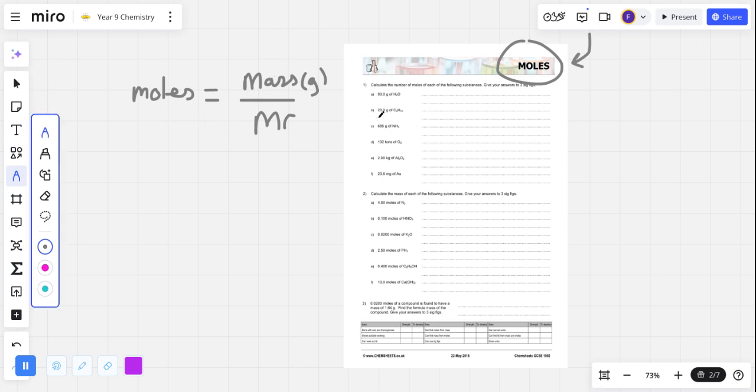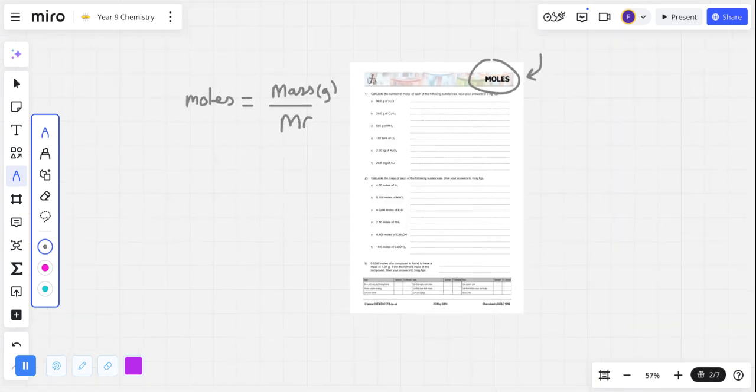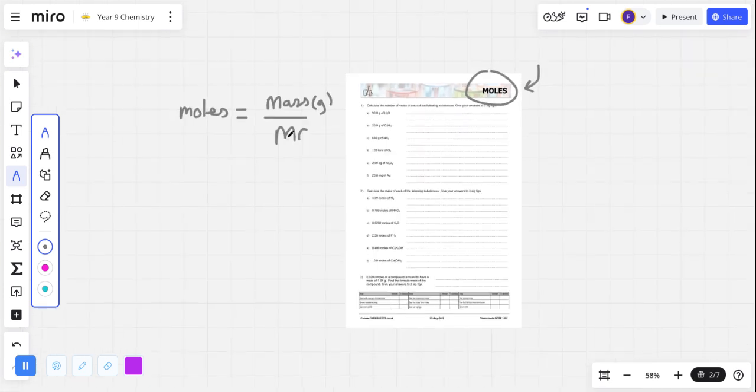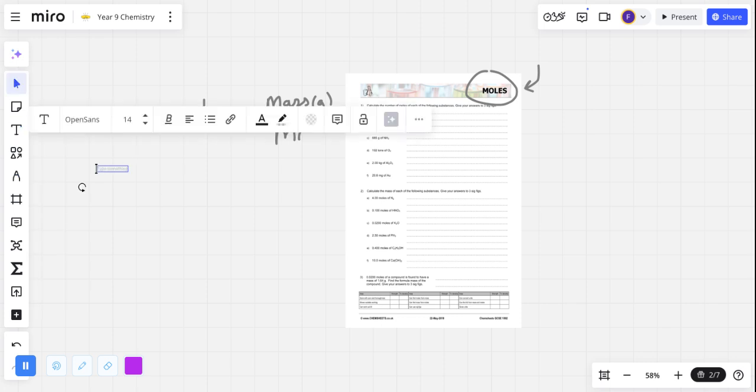So if I'm doing question 1, and I've changed my mind, I'm going to make it up. I know quite a lot of you have already done questions like this last week and the week before. So moles equals mass over Mr. I'm going to say, calculate the number of moles in 36 grams of water.